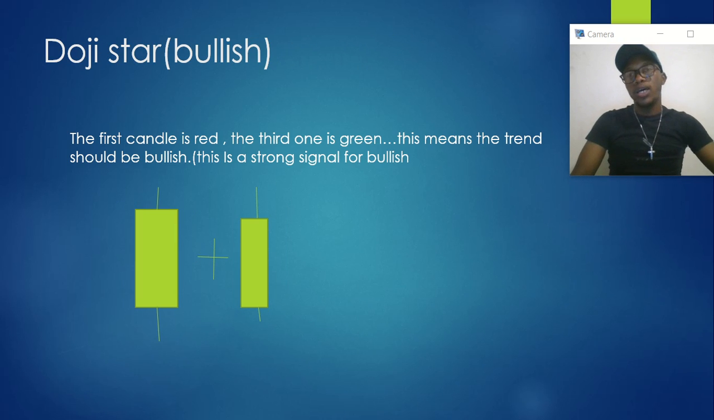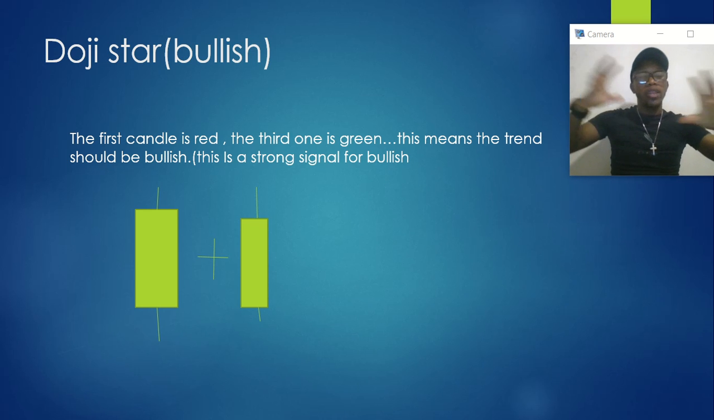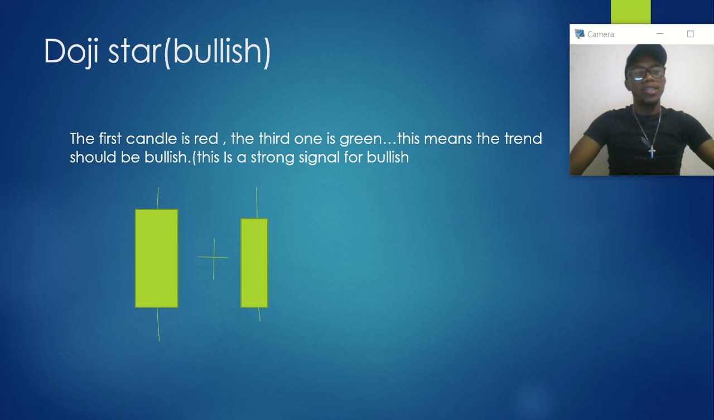There is also another pattern called the Doji star, which is bullish, where the first candle is red, there is this Doji star in between, and the last candlestick is green. This means that the trend should be bullish. This is a strong bullish signal if the green candle is a little bit long. In short, the bigger the size, the stronger the signal. That's exactly what it means.